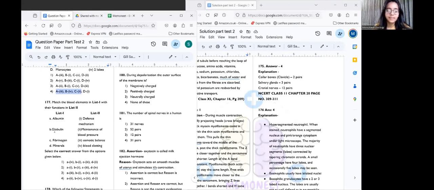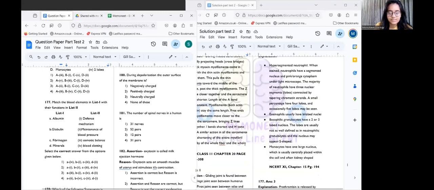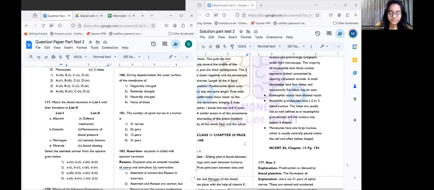Okay, so we know that albumin and globulin are both proteins, type of proteins. Then we have minerals, and then we have fibrinogen. Fibrinogen does what? Fibrinogen helps in clotting of blood, right? So it goes to C, matches with 4, which is the third option only. So the answer for 177, we can see by elimination of option, is the third answer, right?